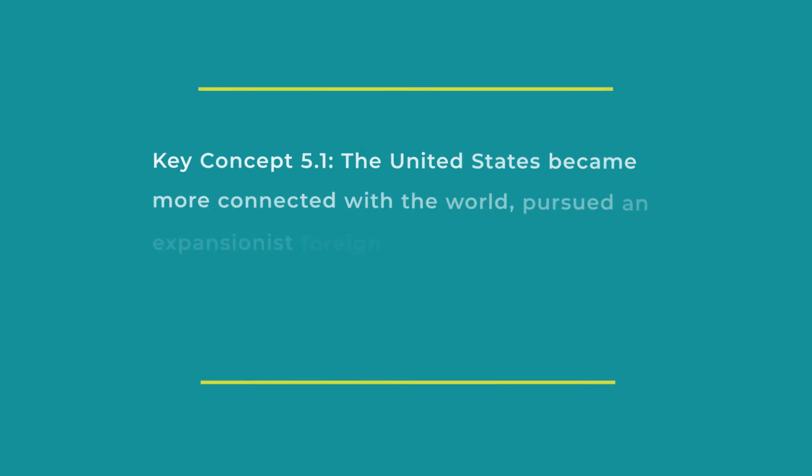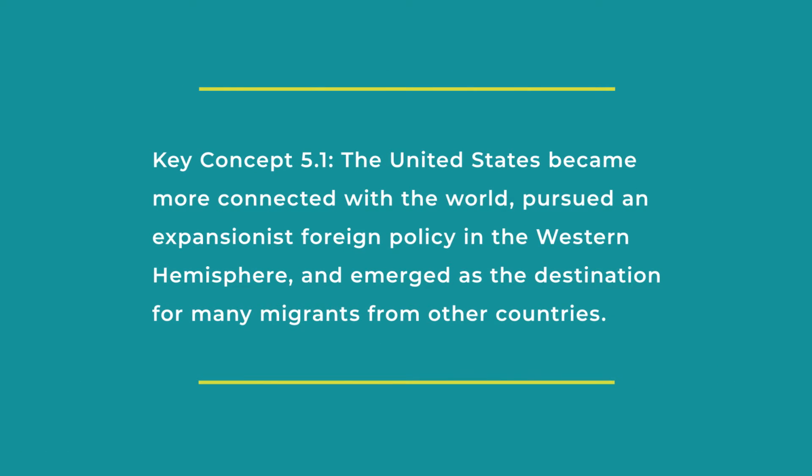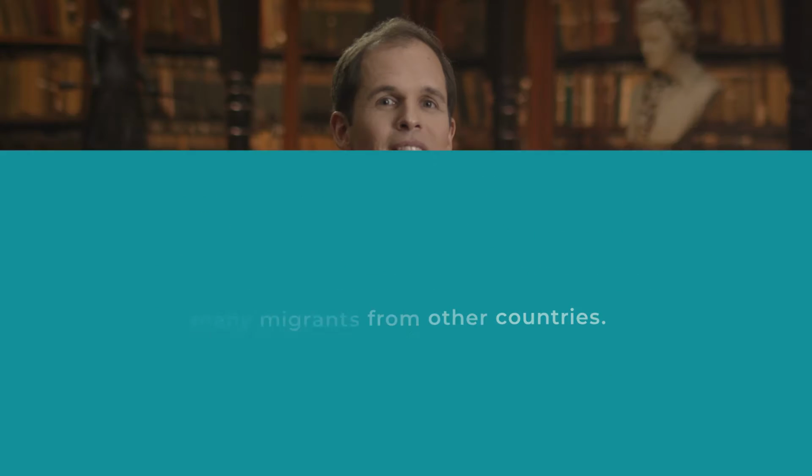Let's start with the first of the 3 key concepts from this time period. Here's what it says in the official curriculum. The United States became more connected with the world, pursued an expansionist foreign policy in the Western Hemisphere, and emerged as the destination for many migrants from other countries. Of course, they packed a few ideas into this, so let's take them one by one. First, it says that the United States became more connected with the world. There's 2 ways this happened.